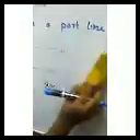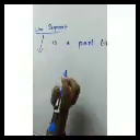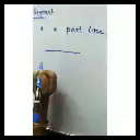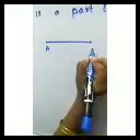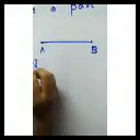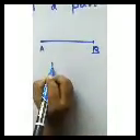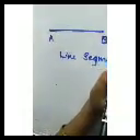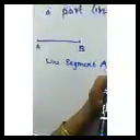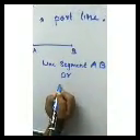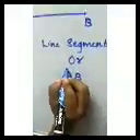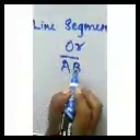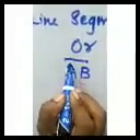One more example. Another line segment. It has two endpoints, A, B. That means the line segment AB. Otherwise, we have to write AB, then draw the line on top. That means we have to say the line segment AB.